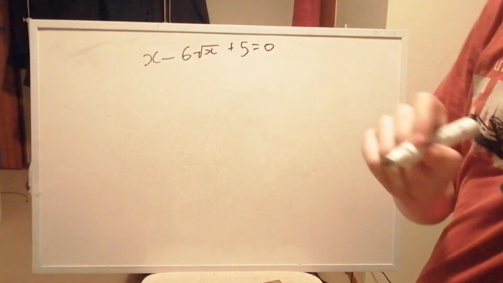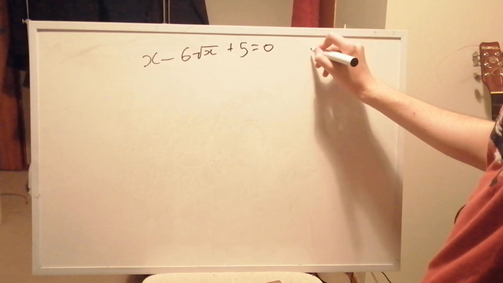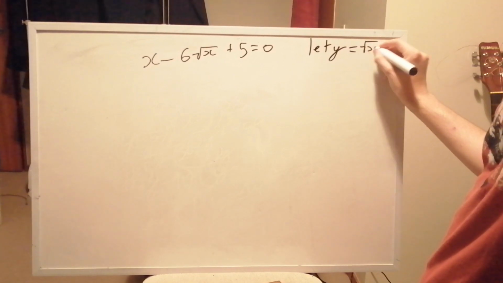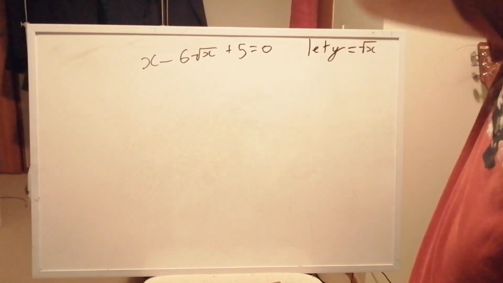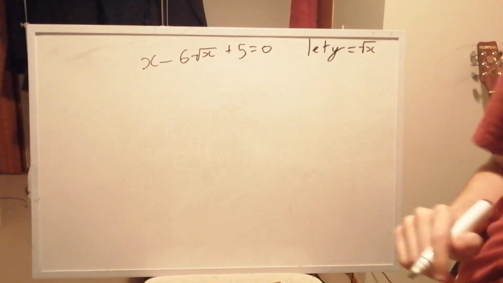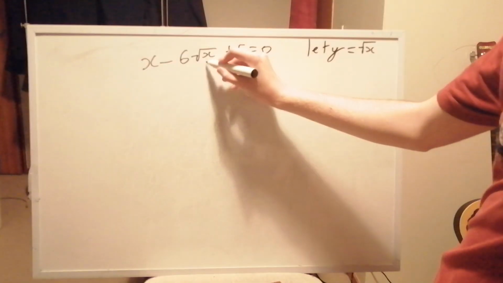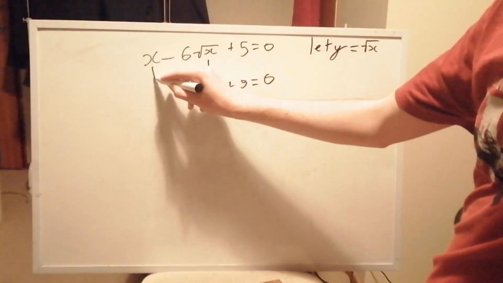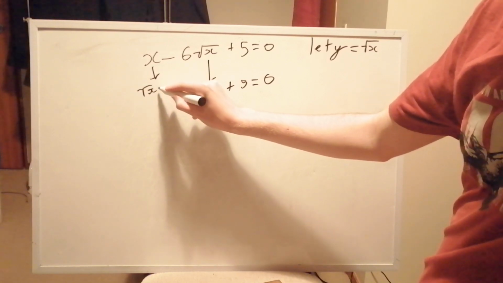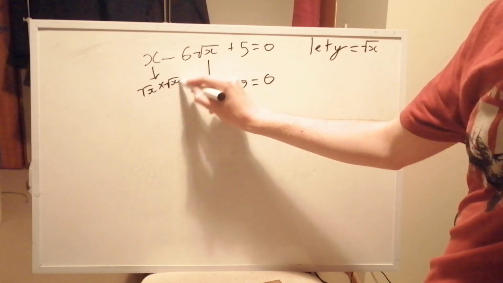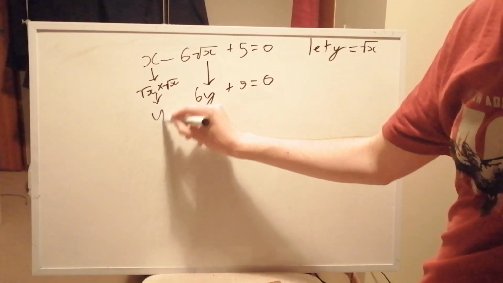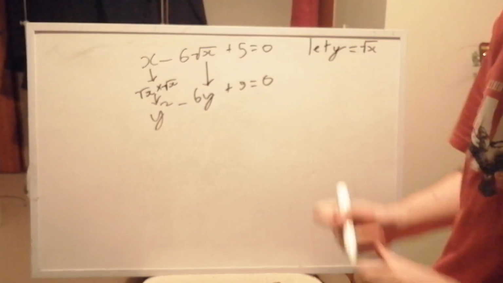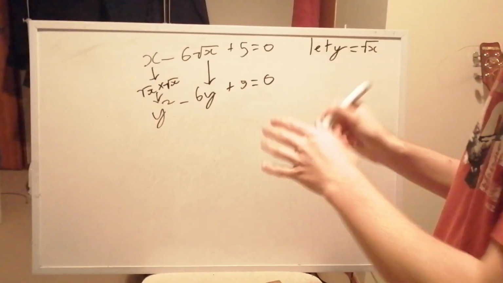And what we can do, and this is a bit cheaty, but we can do this. We can go over here into this corner and say, let y equal the square root of x. So we've created a new variable here, and its value is the square root of x. Now what does that do? Well, this becomes y, so 6y plus 5 equals 0. And this is really just x squared, which means that becomes y squared minus 6y plus 5. And this is the way we would like it to be.